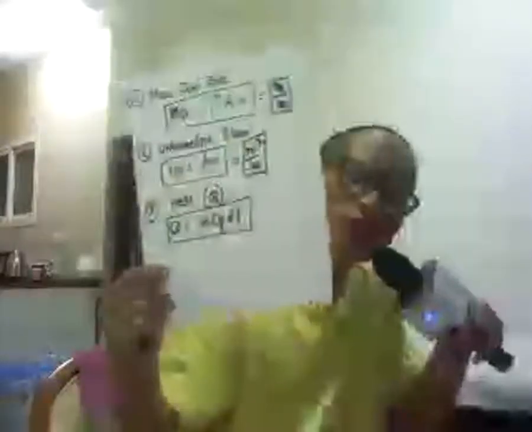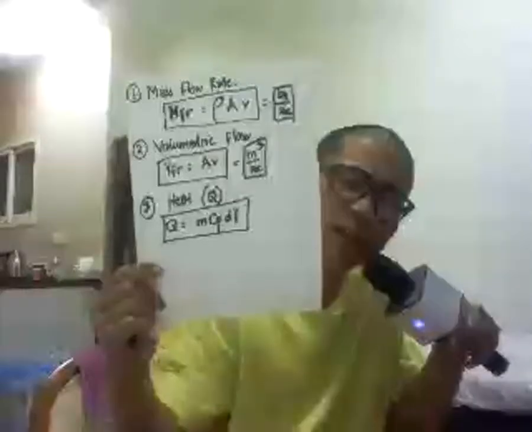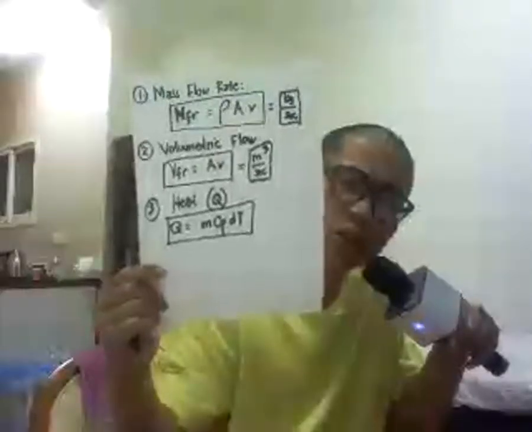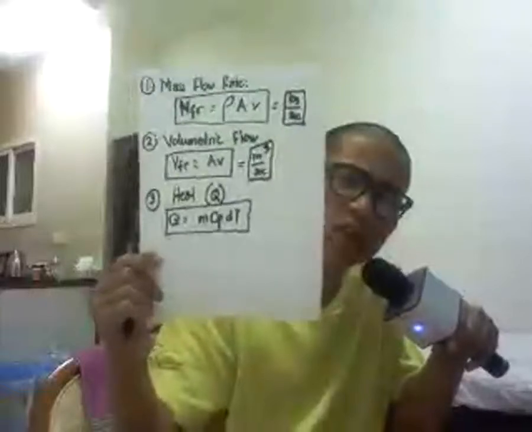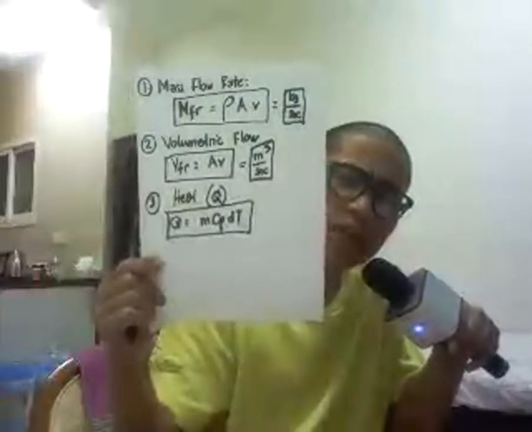The formula of heat is Q = mcΔT. This formula is very overused because it will come out most of the time in the board examination. Always like this. I'm really sure it will really come out. So Q is equal to mcΔT.